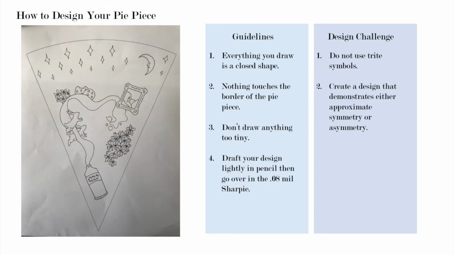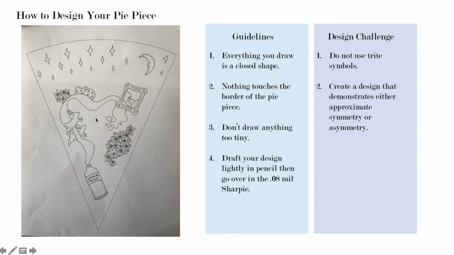Now your challenges are you don't want to use trait symbols, and we will talk about what trait symbols are if we have not already. You also want to create a design that either demonstrates approximate symmetry or asymmetry. So when you design your pie piece, you want your symbols to either have a counterpoint or have asymmetry. And remember, asymmetry is a little harder to do. This piece here is really more asymmetry. Even though the stars kind of go all the way across, there's no counterpoint for the flowers. And these little flowers aren't really totally answered by this frame. So this is a little more asymmetry than approximate symmetry.